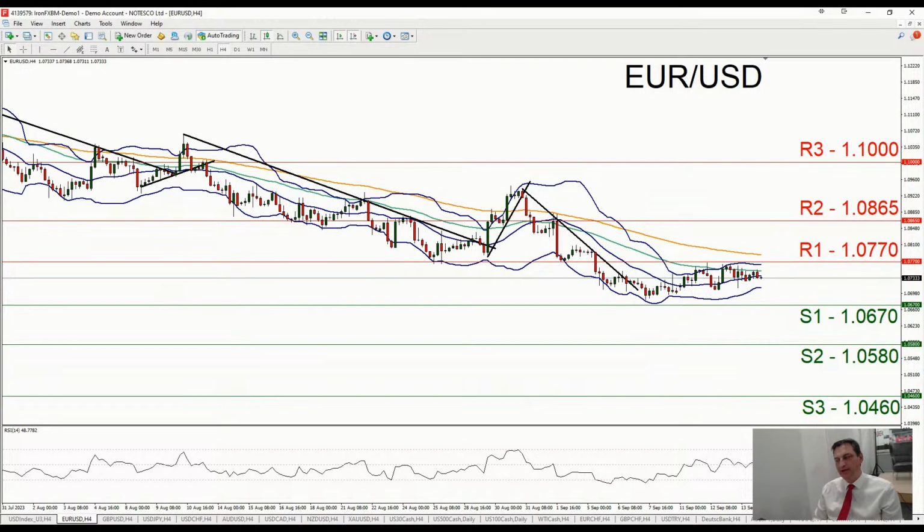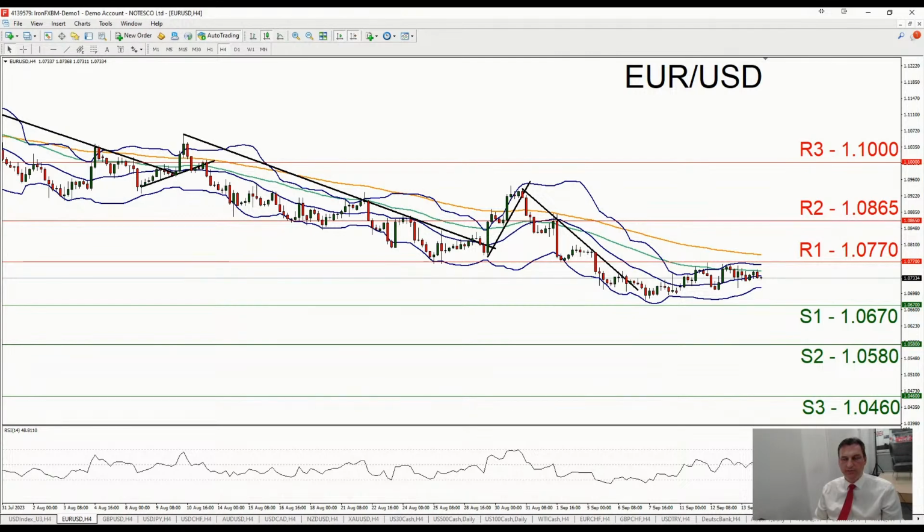Should the bank decide to hike rates, I would expect that a part of the market will be taken by surprise. And that could provide some substantial support for the euro side of the pair, pushing Euro USD higher than the R1 1.0770 and allow it to start aiming for the 1.0865.